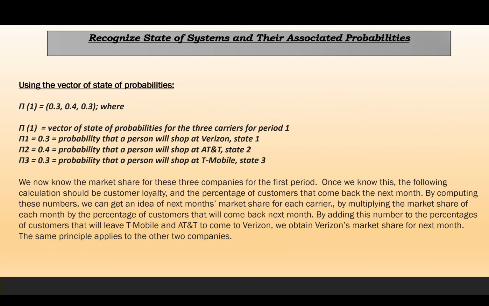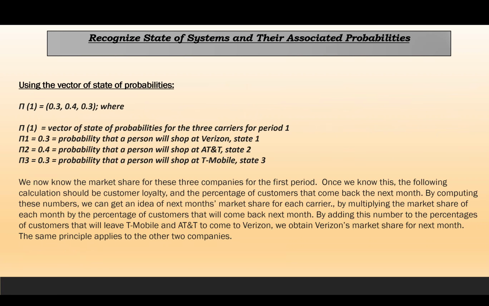All right. In this vector, we have P1, which is the vector of state probabilities for all three carriers for period 1. We have 0.3, which is the probability that a person will shop at Verizon, which is state 1. We have 0.4, which is the probability that a person will shop at AT&T, which is state 2. And we have 0.3, which is the probability that a person will shop at T-Mobile, which is state 3.